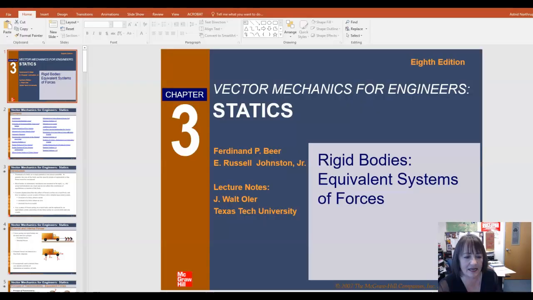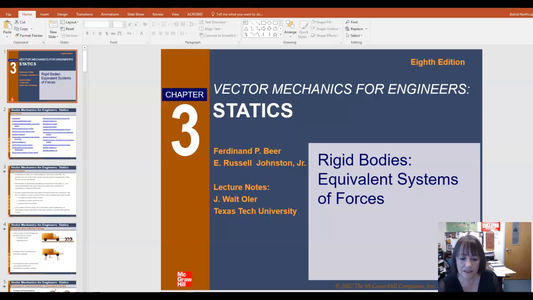Having said that, chapter 3 starts to talk about rigid bodies and equivalent systems of forces. The topic here is really about the fact that it's still absolutely true that in order for a body to be in static equilibrium, in other words, to be sitting still, the summation of forces in the x, y, and z directions have to be equal to 0. That is absolutely true. It is just not enough.